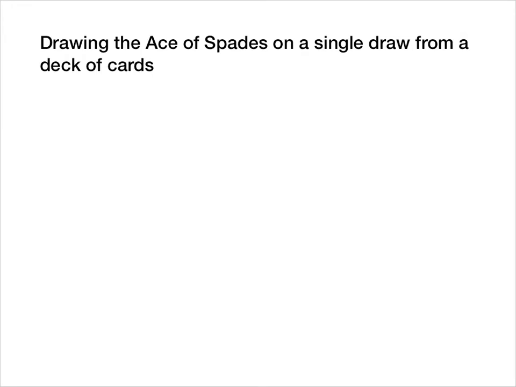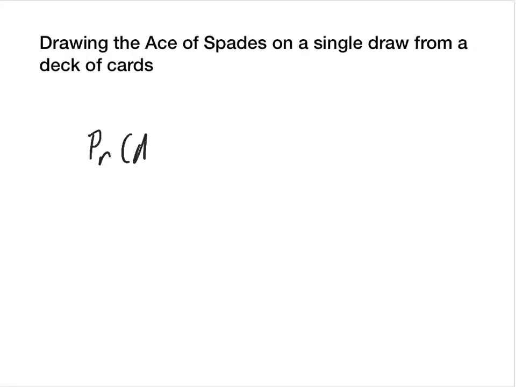Drawing the ace of spades on a single draw from a deck of cards. So again, that's a simple probability. We can say the probability of getting the ace of spades, now it'd be nice if I could draw a nice little spade there, but well, that's not too bad. We'll leave it at that. Probability of drawing the ace of spades on a single draw from a deck of cards equals one, of those cards only one is the ace of spades, out of 52 cards.